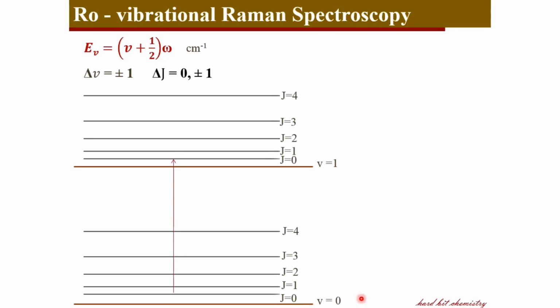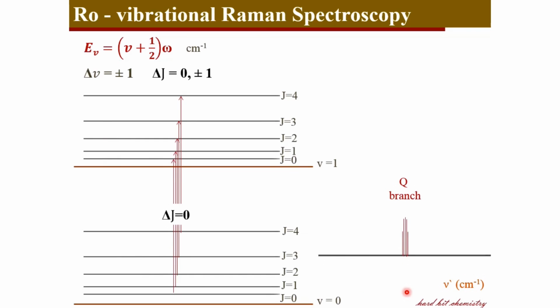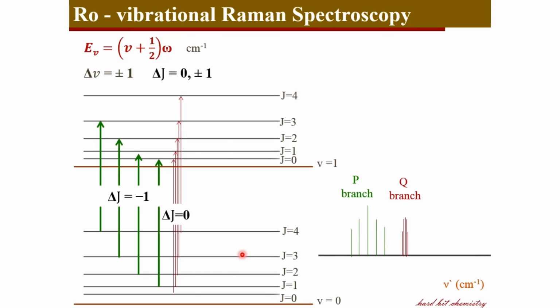And likewise J equal to 1 to J equal to 1, 2 to 2, 3 to 3, 4 to 4, etc. All those transitions corresponding to delta J equal to 0 give rise to Q branch in the spectrum. Now let's consider this set of transitions, that is J equal to 1 to 0, 2 to 1, 3 to 2, 4 to 3, etc.